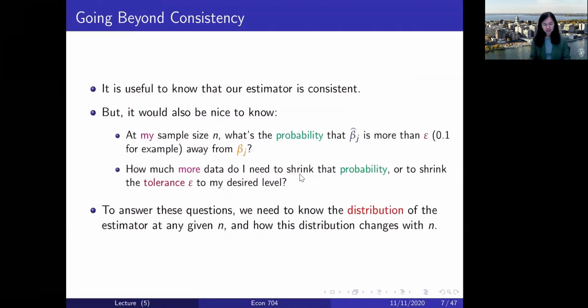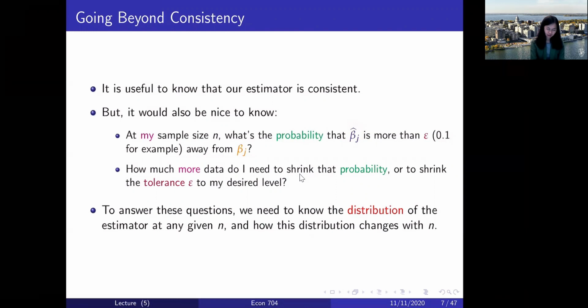So we need to go beyond consistency. It is useful to know that the estimator is consistent, but it would also be very nice to know other information. For example, at a sample size of 2000, what is the probability that my estimator is more than, say, 0.1 unit away from the true value? Just knowing consistency will not help you to answer this question.